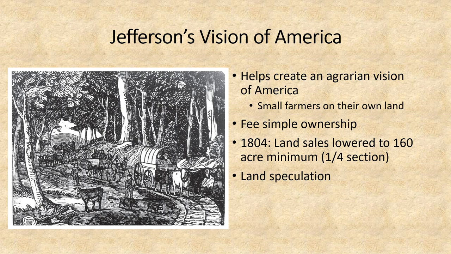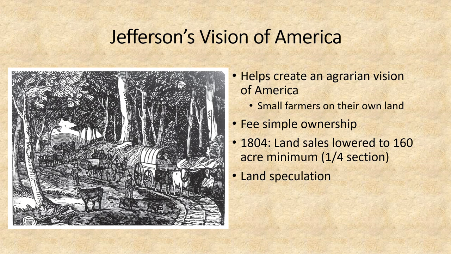In 1804, during the Jefferson administration, we'll actually see legislation passed that allows people to buy smaller amounts of land, not that full section of 640 acres, but a quarter section of 160 acres. This is to help people have affordable access to farms. It's supposed to set the groundwork for the small individual farmer who owns his own land in fee simple as the basis for what the ideology of American citizenship should be.